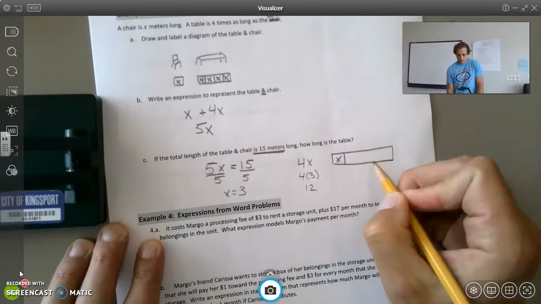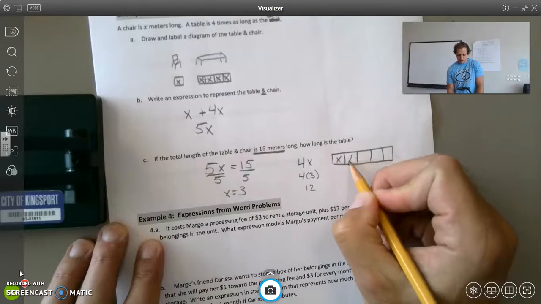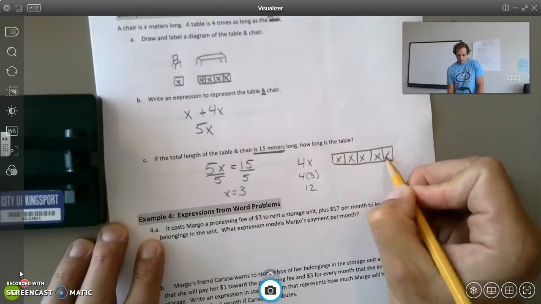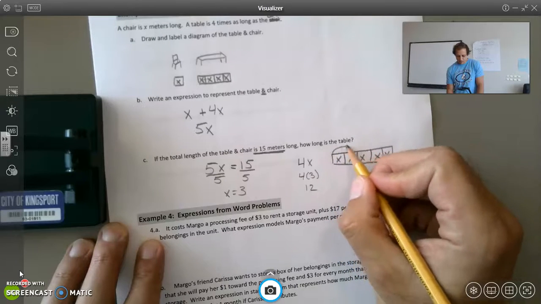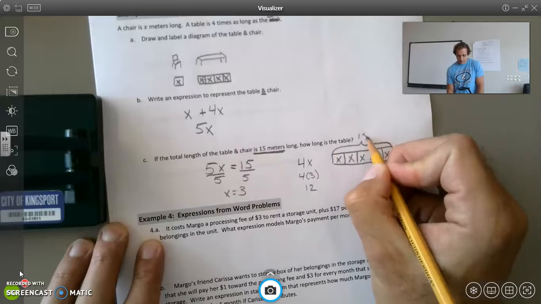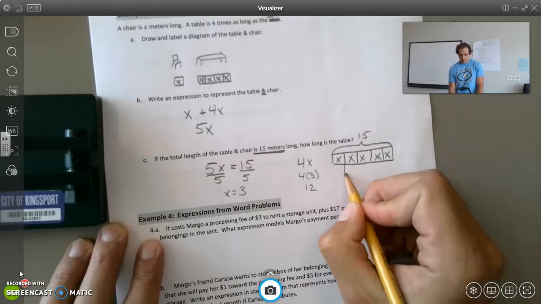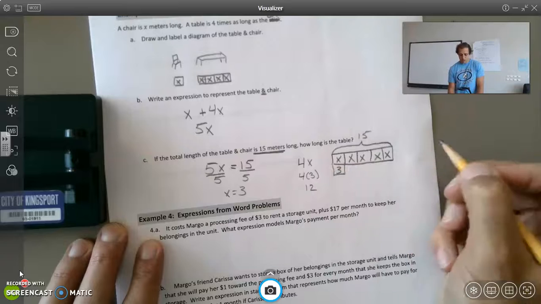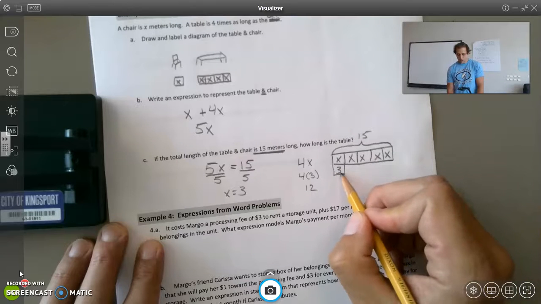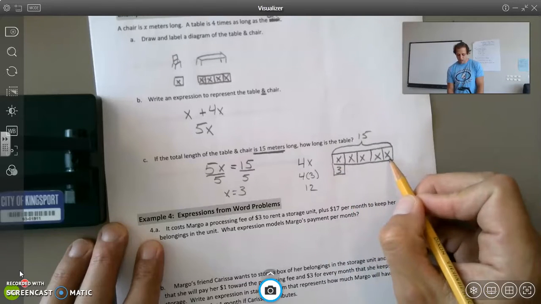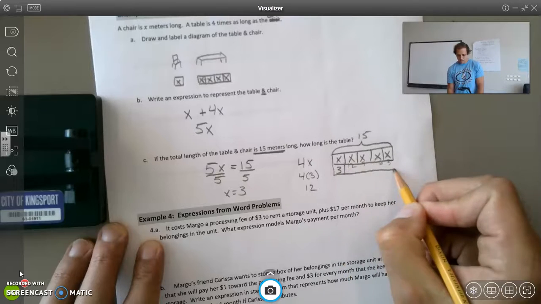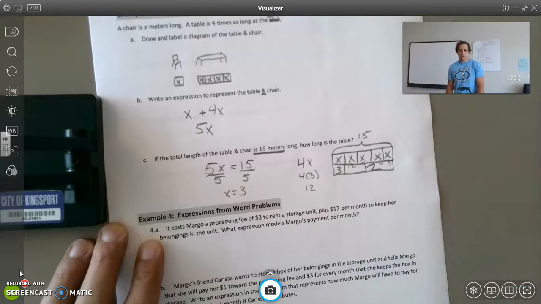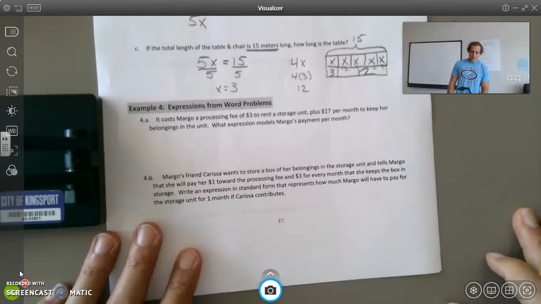The table is 12. Or potentially you just want to look at this diagram where the chair was x and then the table was 4x, right? Well, if the whole thing is 15, that means each box is going to be worth 3. So 3, and then you could just count 3, 6, 9, 12. So this is 12. The length of the table is 12. Okay. Move on to the next question.